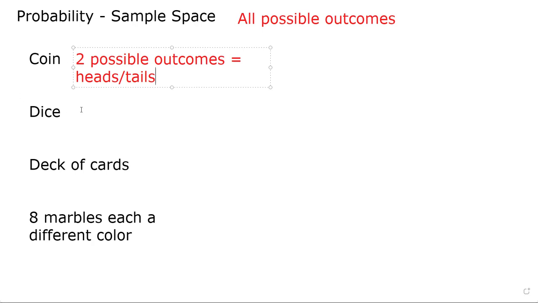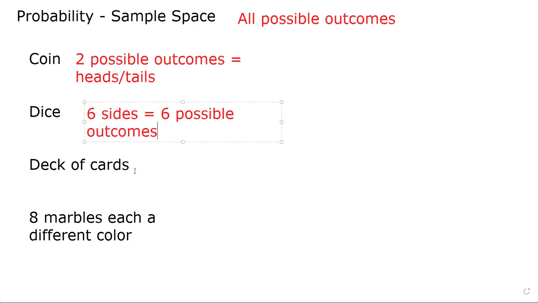All right, on a dice though, a dice has a bunch of sides. So when you roll a dice, which is why they use it at casinos, there are 6 sides, which means 6 possible outcomes.